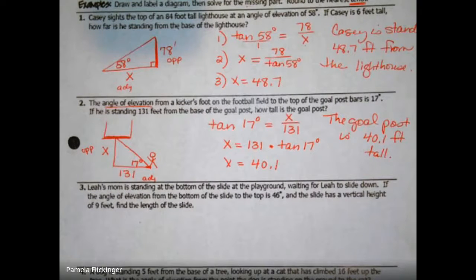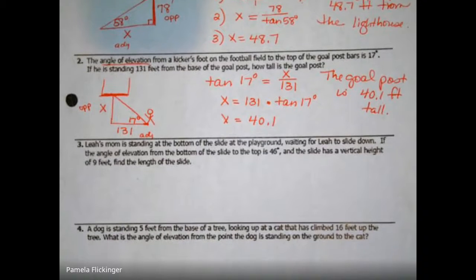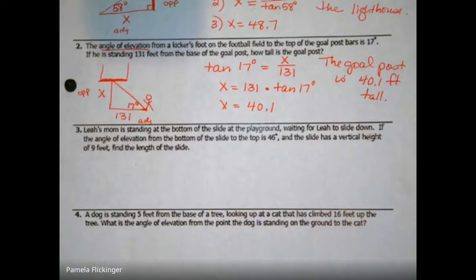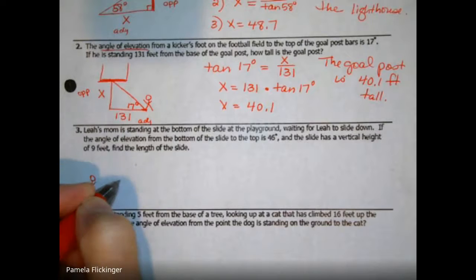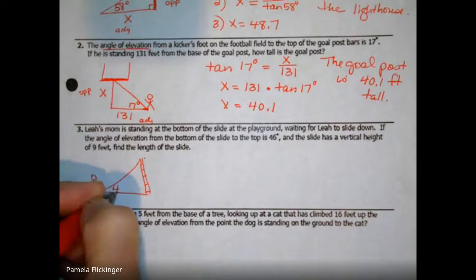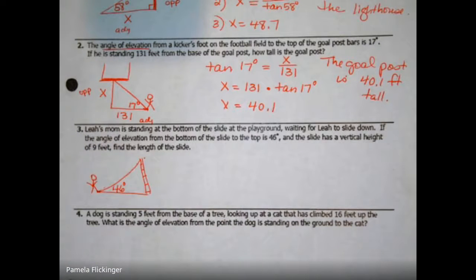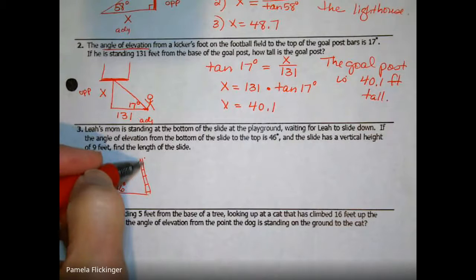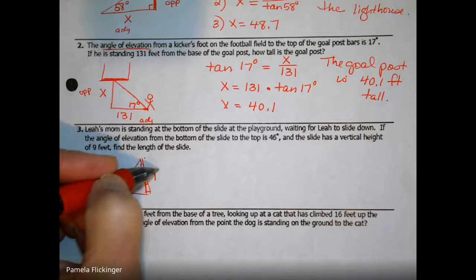Leah's mom is standing at the bottom of the slide at the playground waiting for Leah to slide down. If the angle of elevation from the bottom of the slide to the top is 46 degrees and the slide has a vertical height of 9 feet, find the length of the slide. Here's Leah's mom standing at the bottom of the slide. The angle of elevation from the bottom to the top is 46 degrees. The slide has a vertical height, so up and down, of 9 feet. Find the length of the slide.